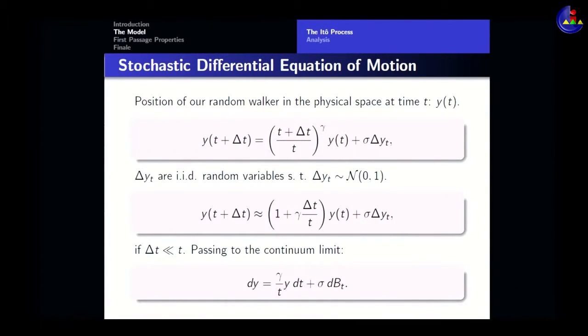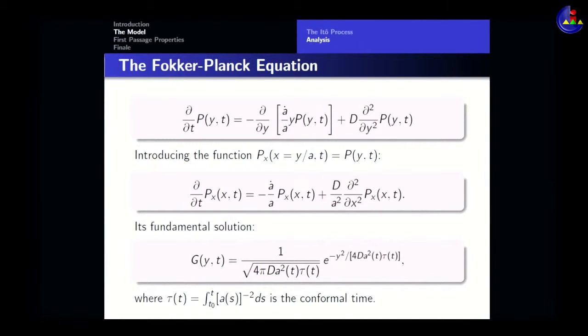Now, what can we do with this model? It's simple enough, so we can solve it. First of all, I will move to the Fokker-Planck equation. Just as in the case I mentioned with respect to Brownian motion, we can find a parabolic equation for the probability of finding our random walker at position y at time t. I'm writing things in one dimension, but you can do it in any dimension. It's pretty much straightforward from this calculation here.